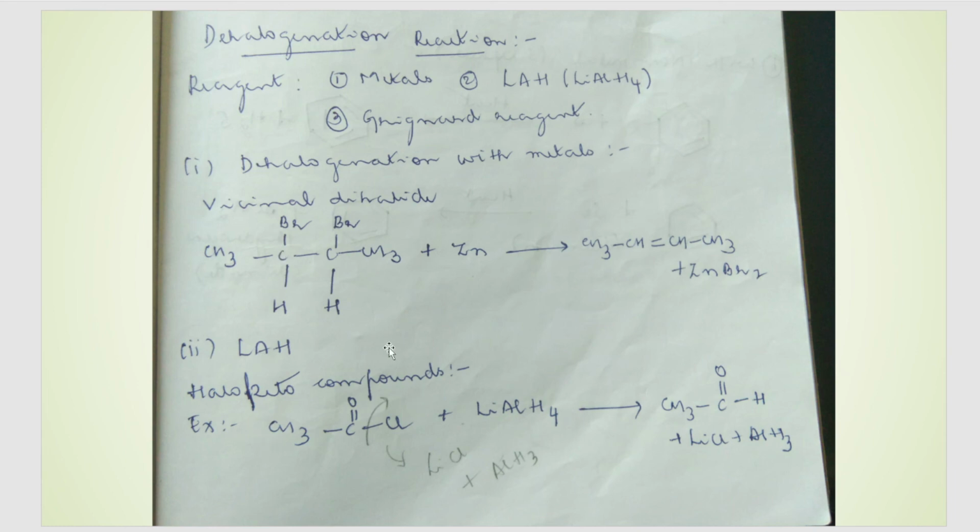Next, we do dehalogenation in the presence of lithium aluminium hydride. Here lithium aluminium hydride splits to give Li plus and AlH4 minus. This Li plus will take up the chlorine from here, that is a halogen, any halogen for that matter. Here in this case we have chlorine. Chlorine will come out as Cl minus and it will combine with Li plus to go out as LiCl.